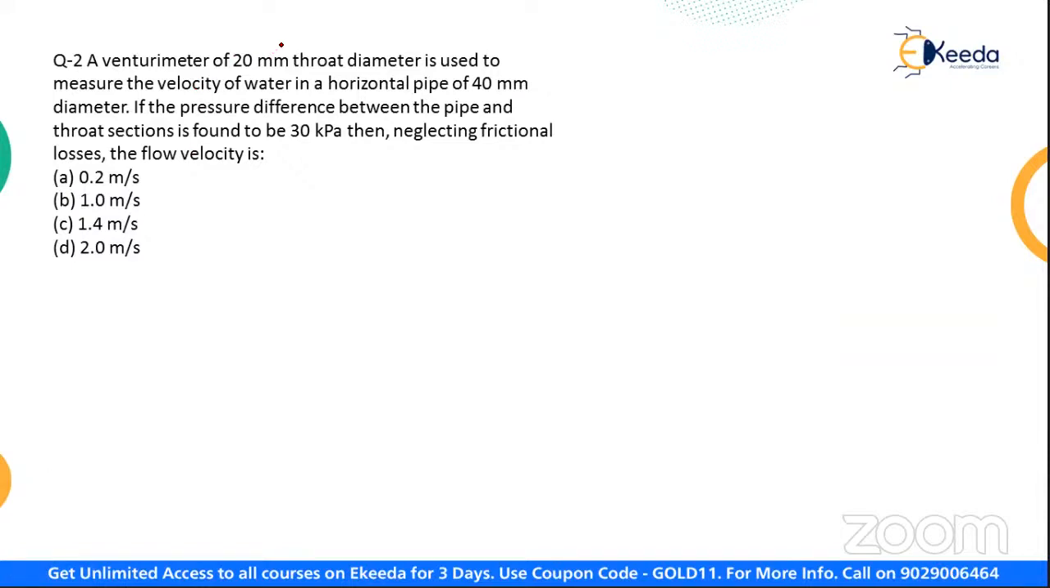A venturimeter of 20 millimeter throat diameter is used to measure the velocity of water in a horizontal pipe of 40 millimeter diameter. If the pressure difference between the pipe and the throat section is found to be 30 kPa, then neglecting frictional losses, the flow velocity is?